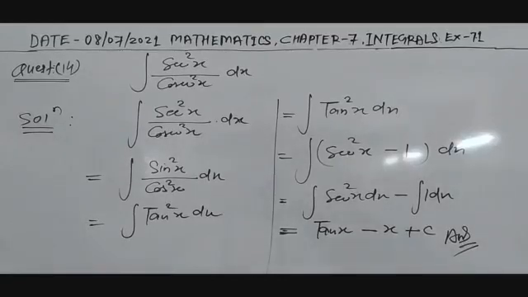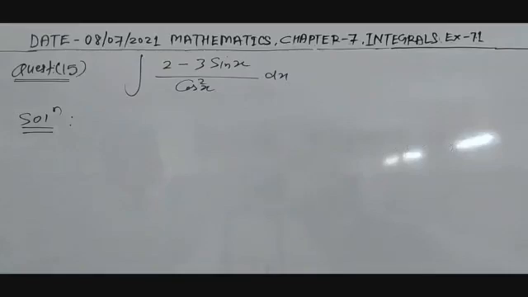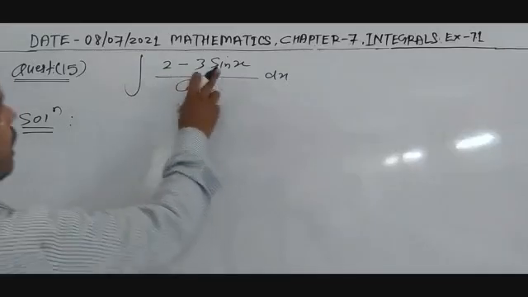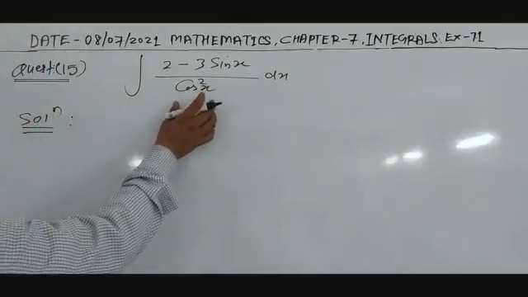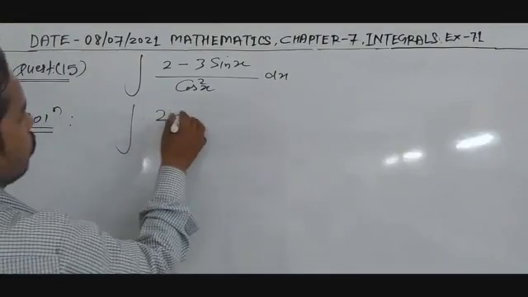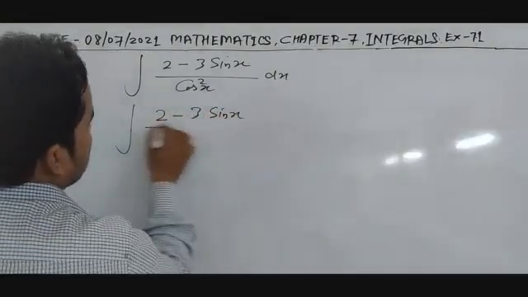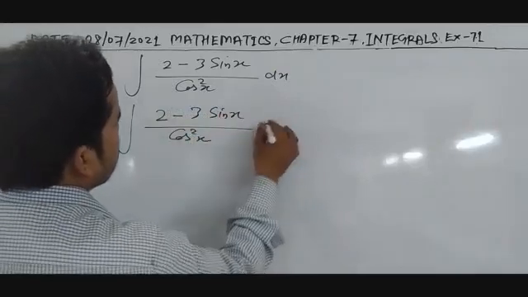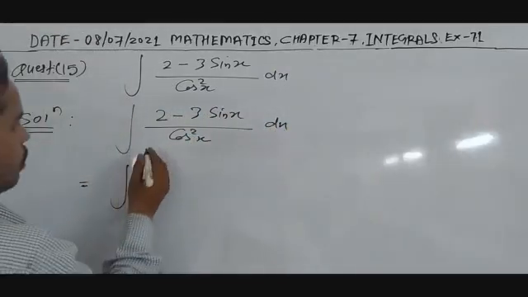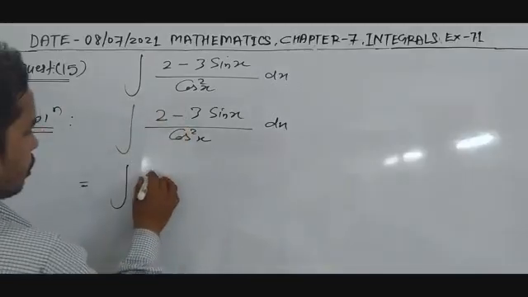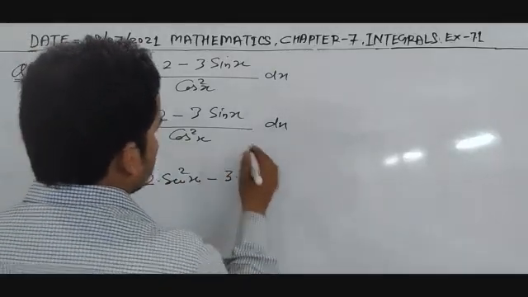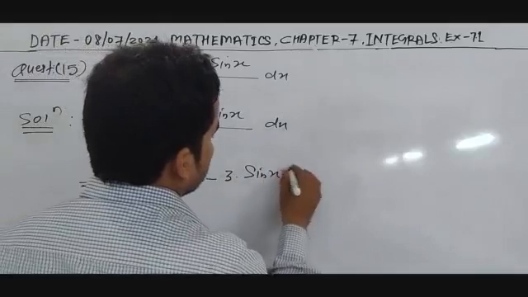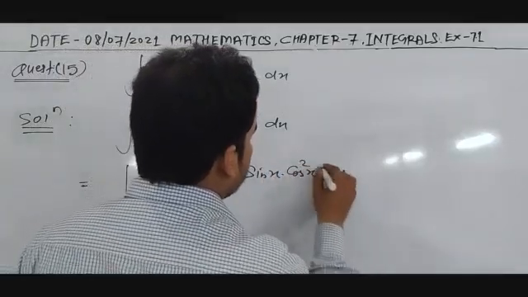Question number 15 is, this is the last question of NCERT exercise 7.1. Question number 15 is integration over 2 minus 3 sin x whole upon cos square x. So first of all we have to simplify, we have to send cos square x in numerator. So 2 minus 3 times sin x whole upon cos square x, this is given, and now cos square x in numerator, result will be 2 times sec square x minus 3 times sin x into sec square x, and next dx.